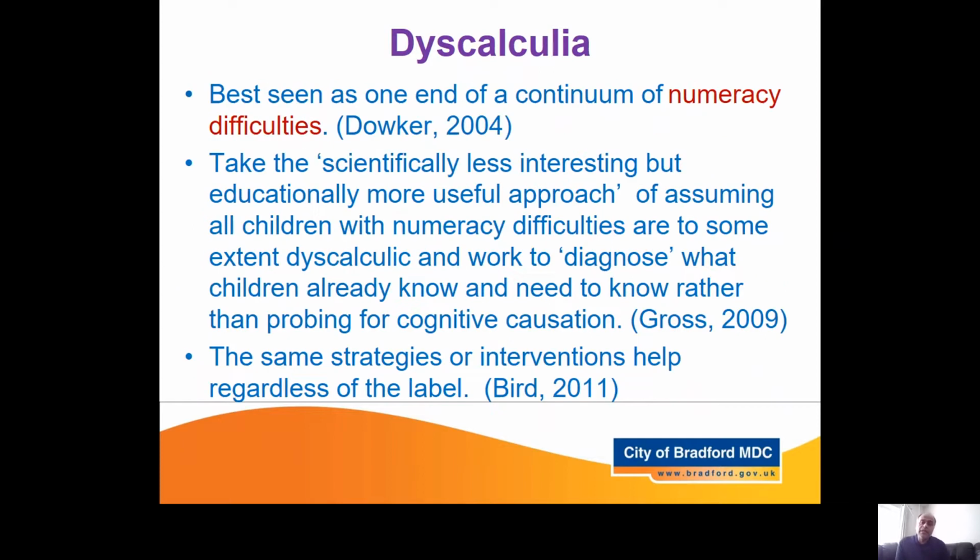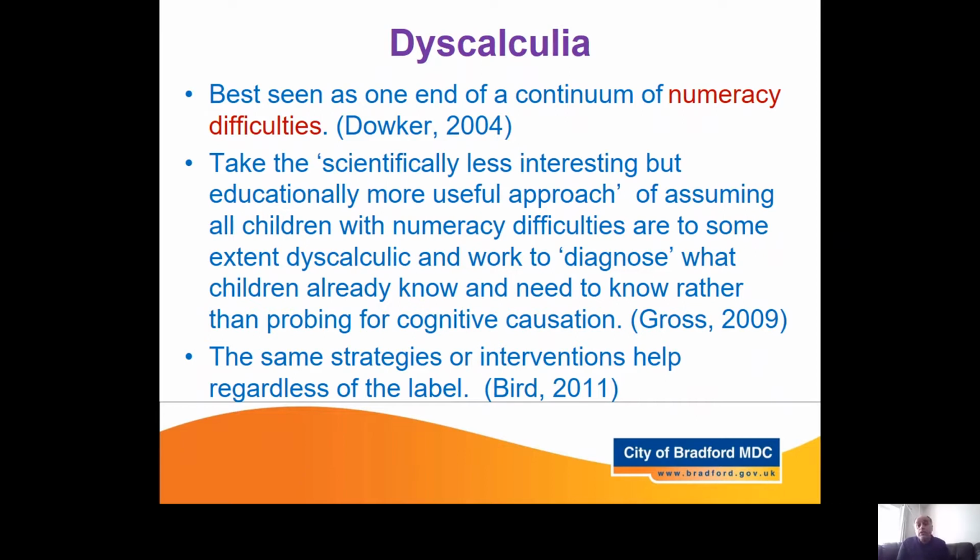People have said different things about dyscalculia. Dowker, who's done a lot of work at Oxford University, thinks it's best to think of it as at one end of a continuum of numeracy difficulties, and it's best to look at how we can support children rather than probe for causation and give them labels, because labels ultimately don't mean anything. We need to find out what children know, what they need to know next, and find ways of scaffolding that progress so they can learn. And some of the strategies that we use work for children regardless of the label anyway.